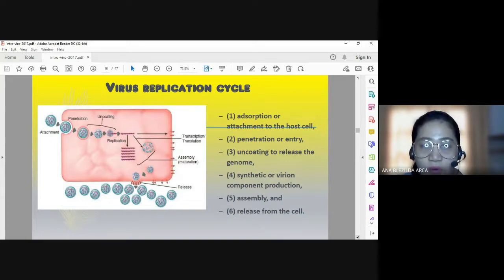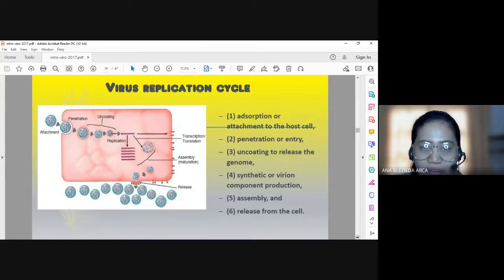Pag nasa loob na, maghuhubad siya. Anong hubarin niya? Tatanggalin niya yung kanyang protein. It will remove the proteins and also the envelope to release the genome. Tapos, ang gagawin ni genome, it will incorporate itself to the genome of the host cell. So, yung virus na yan, yung kanyang genome, ipapasok niya sa genome mo. So yung genome ng tao, meron ng genome ng virus nakakabit na doon. That is what you call the synthetic or virion component production. Okay? Then after that, magkakaroon ng assembly kasi gagawa na siya ng mga parts niya, 'di ba? Gagawa siya ng sarili niyang genome, gagawa rin siya ng mga protein niya, ng capsid niya. Yan, ang tawag doon ay assembly.